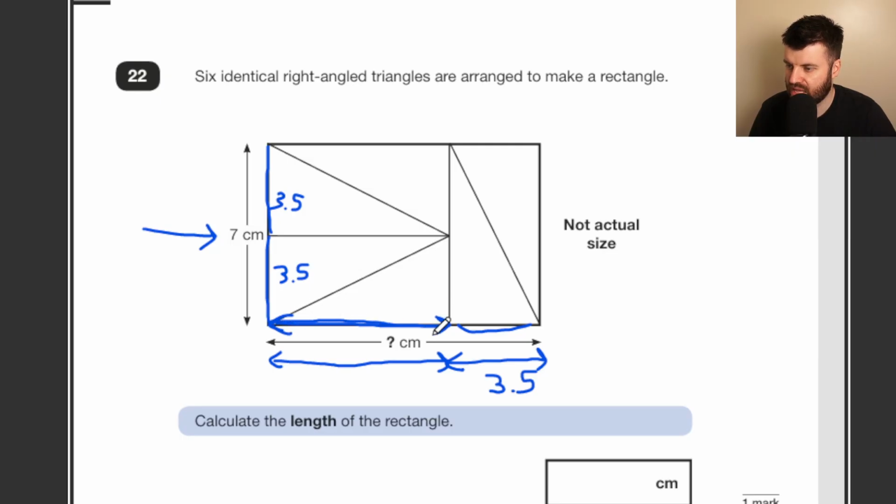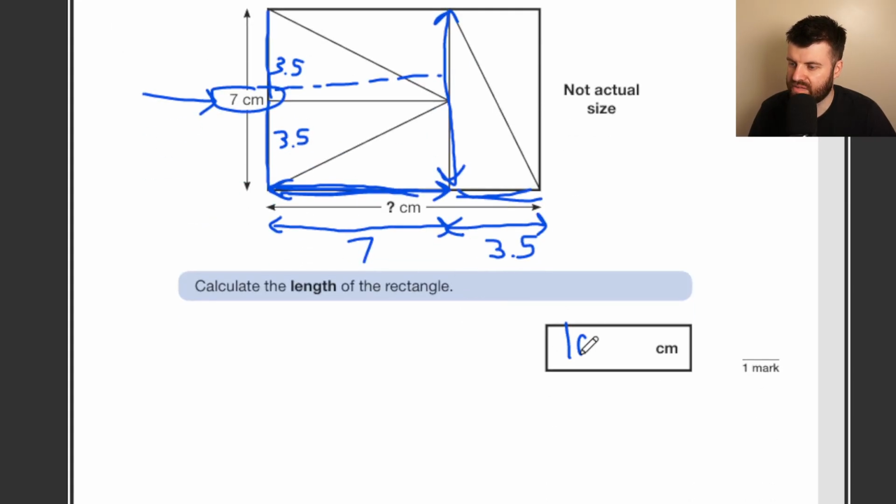Well, guess what? Because these rectangles are identical, this length here is the same as this length here. And what do I know about this length? It's 7, because the height is the exact same. So I can put 7 here. So I know this length is 7. This is half of that because I have 2 3.5s. 7 plus 3.5. The length of that rectangle must be 10.5 by combining these 2 lengths.